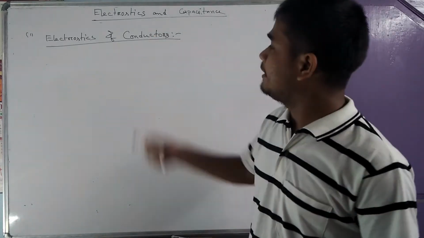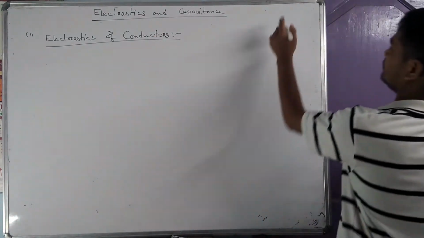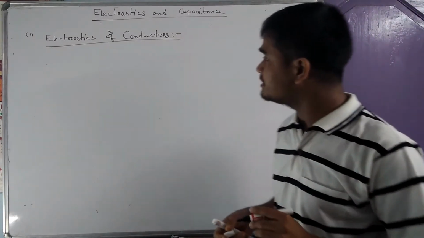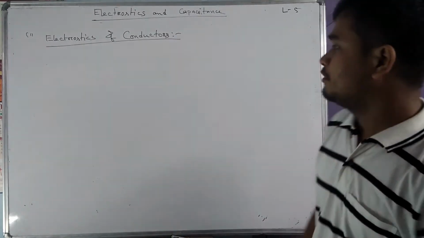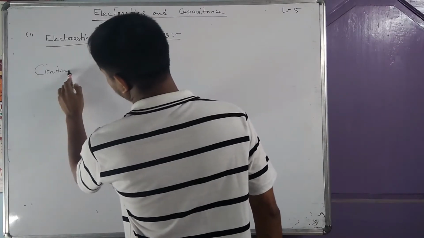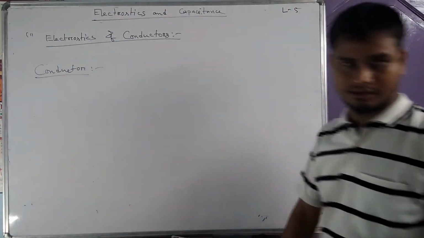Discuss electrostatics and capacitance, lecture 5. In lecture 5 we will discuss electrostatics of conductors. At first we have to discuss what a conductor is. Okay, so we have to discuss conductors.